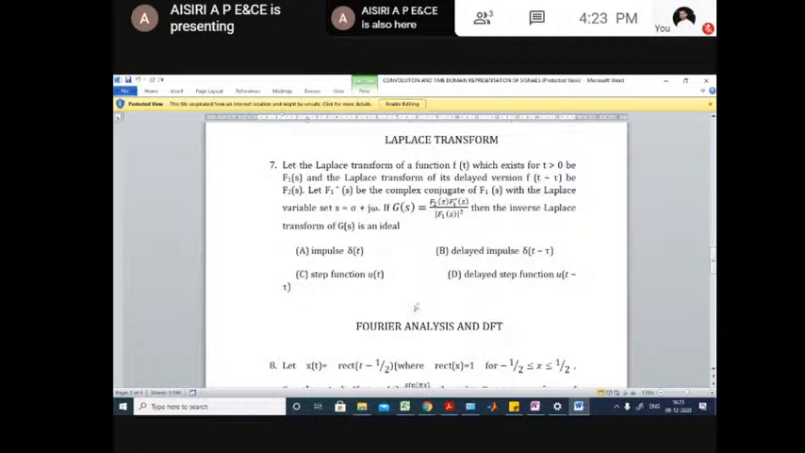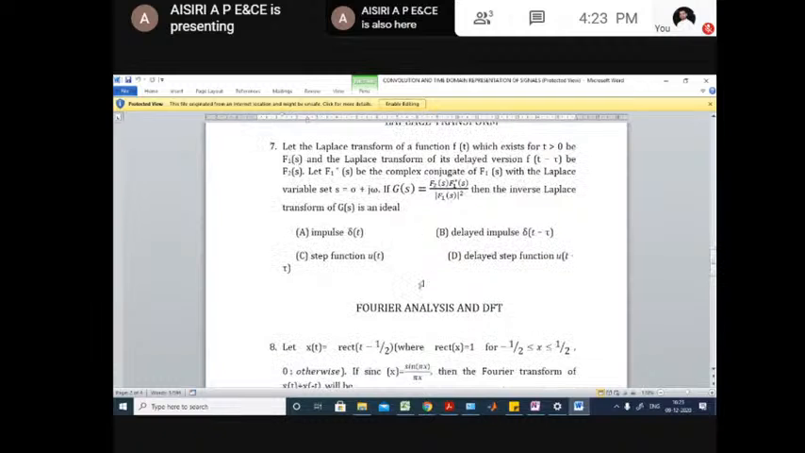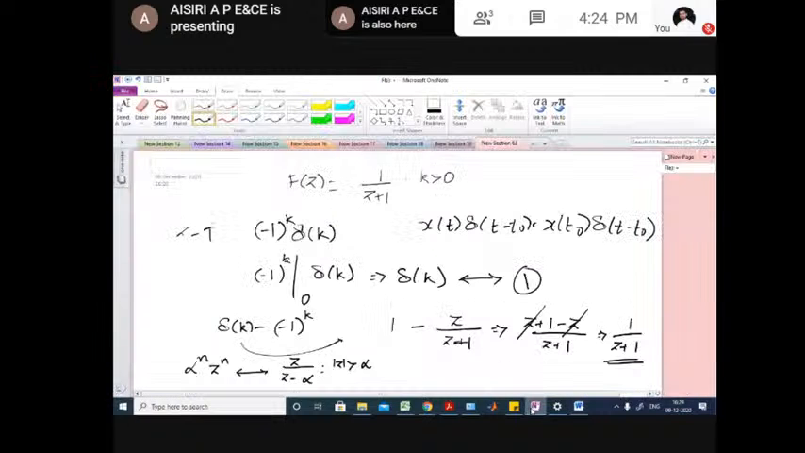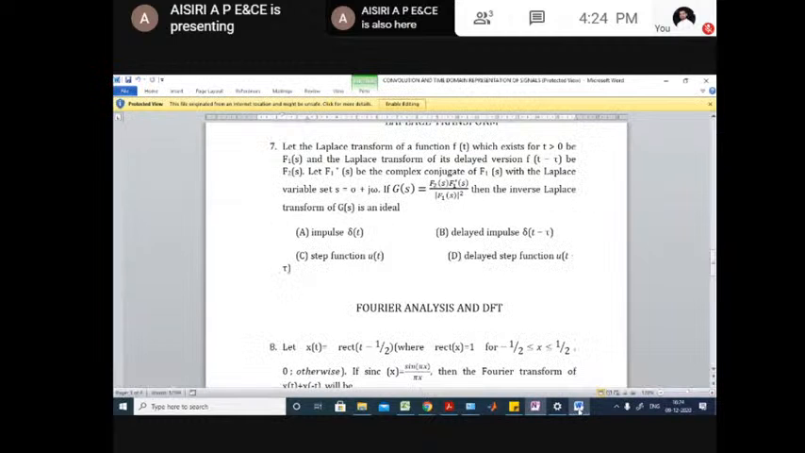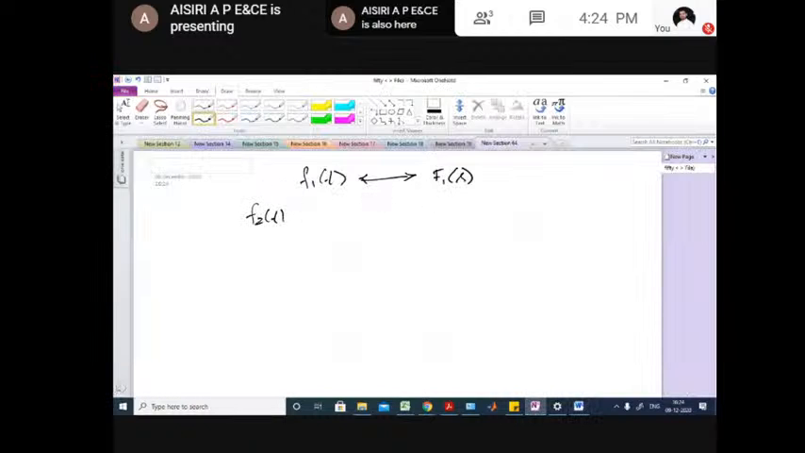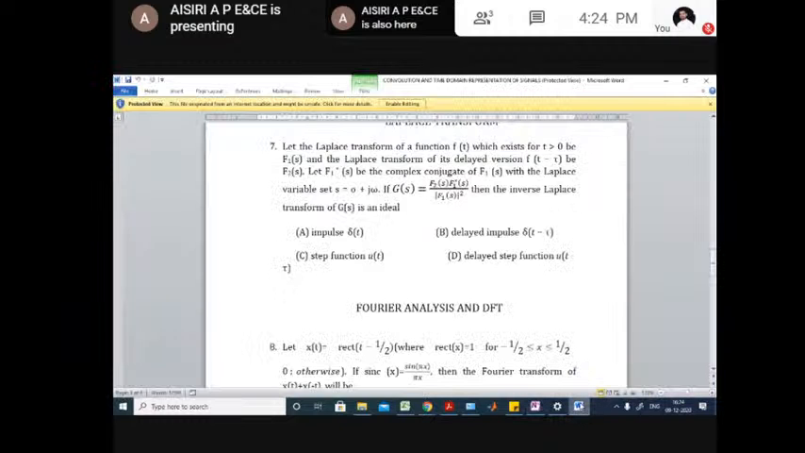Next, let me read out the question. Let the Laplace transform of function f of t, which exists for t greater than 0, be F1 of s. So f1 of t and F1 of s form a Laplace transform pair. They have given its delayed version, f of t minus tau. Let me call this f2 of t, which is nothing but f1 of t minus tau. F2 of s represents the Laplace transform of that.